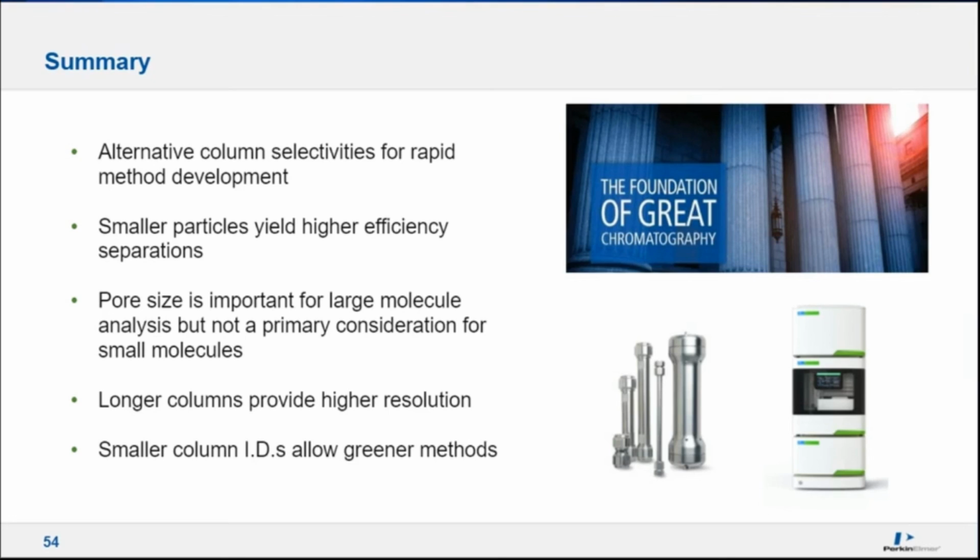Finally, smaller ID columns allow for greening methods through the reduction of or the saving of solvents used for the analysis. However, the HPLC instrument must be optimized to utilize these smaller column IDs.